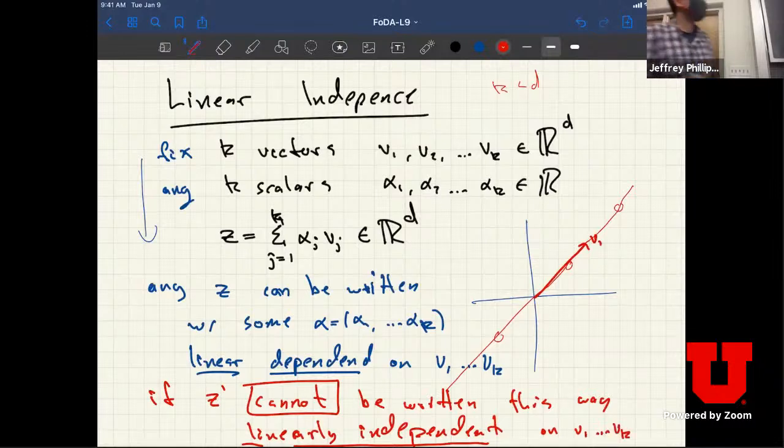Okay, so if I think about this, if I only have one vector v1, then everything on that thin red line are the things which are linearly dependent on it. And then something off of here, this would be a z prime. I cannot write it with a single scalar of v1, this z prime term here. Okay, I cannot write it in this way. So it's going to be linearly independent of v1.